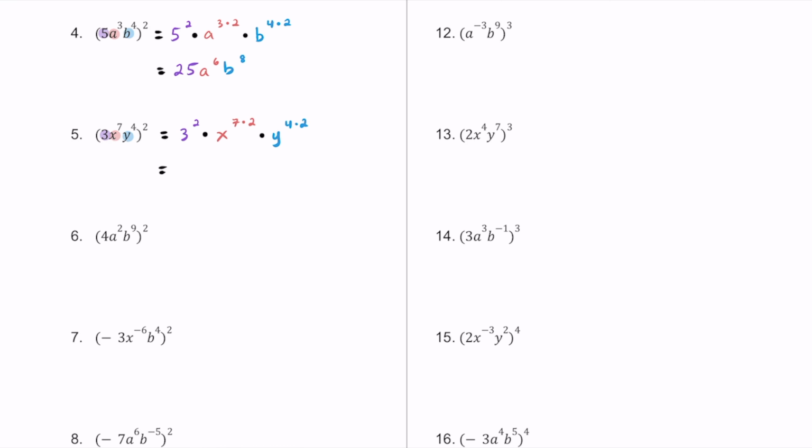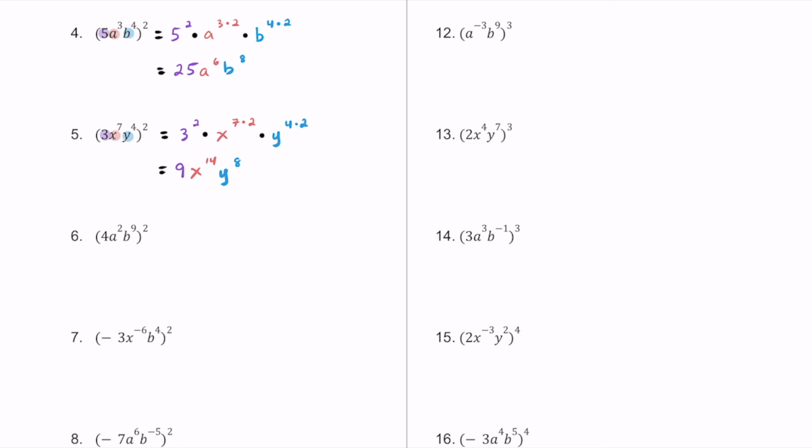All right, now let's go ahead and simplify this some more. So 3 squared, that's going to be 9. That's going to be our new coefficient here. And then 7 times 2 for the exponents is 14. So we're going to have times x to the 14th power. And then we have 4 times 2, and that's going to be 8. So that's going to be times y to the 8th power. So that's going to be our simplified expression.